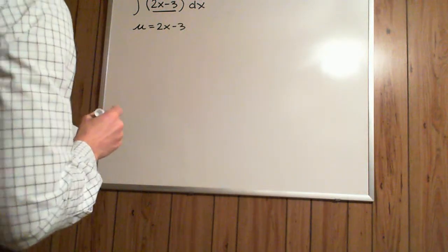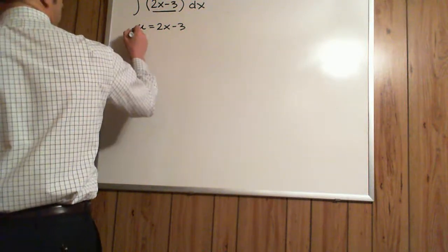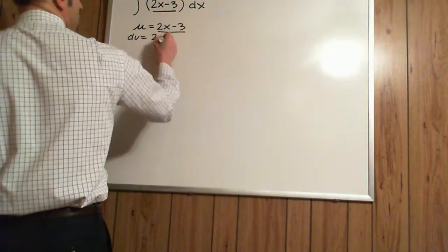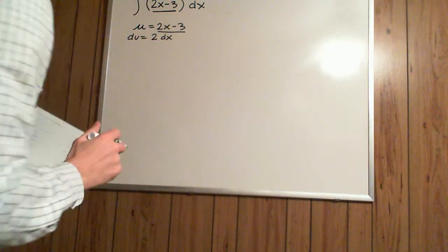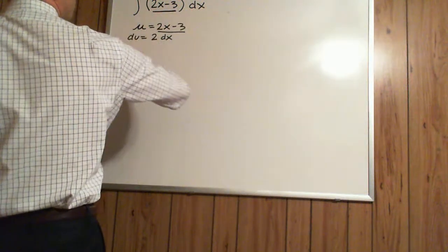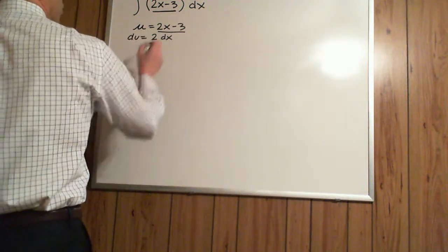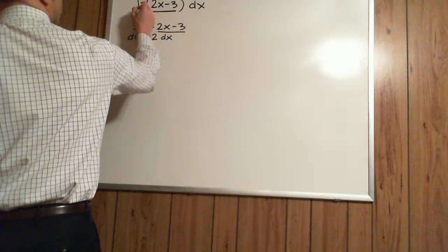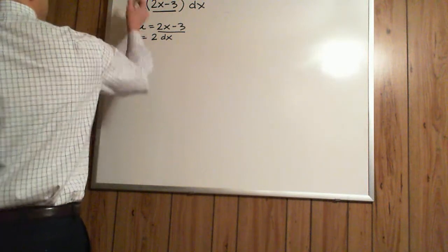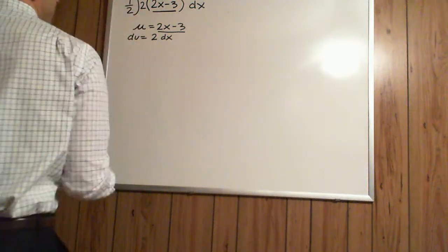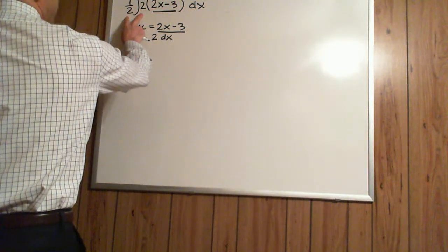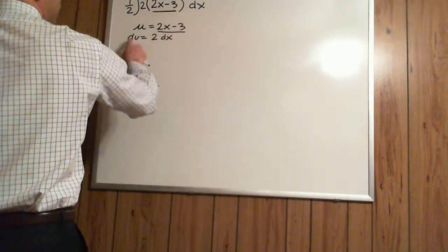I'll take the derivative of both sides with respect to x. So it'll be du equals 2, the derivative of this over here, is 2 dx. And now I have to build this integrand up so I could put in a du. So I'm going to put in a 2, but because I put in a 2, to be fair, I have to take out its reciprocal, 1/2, so that these would multiply to give you 1. So that's fair game. Now the 2 dx would become my du.